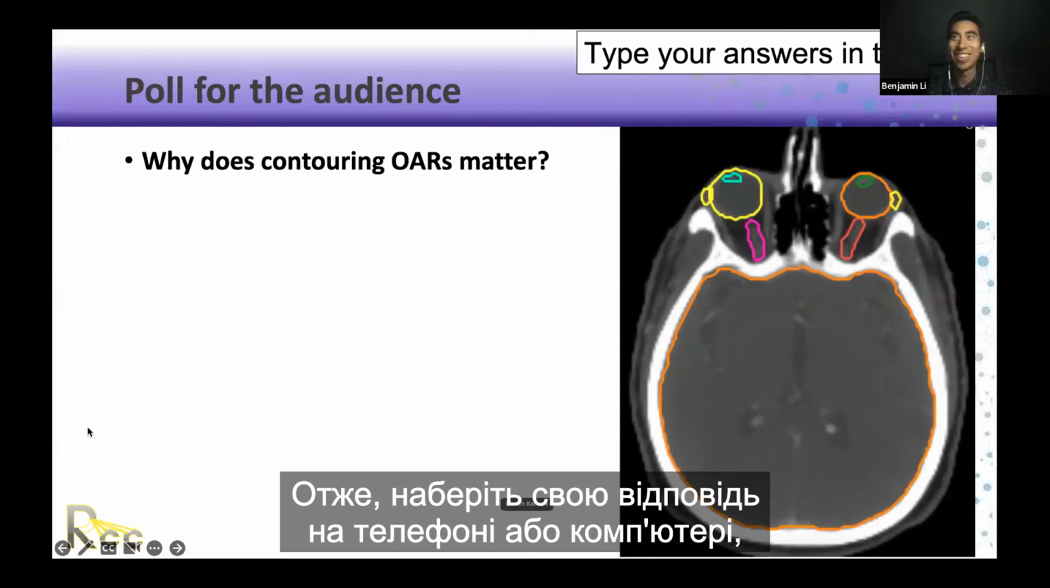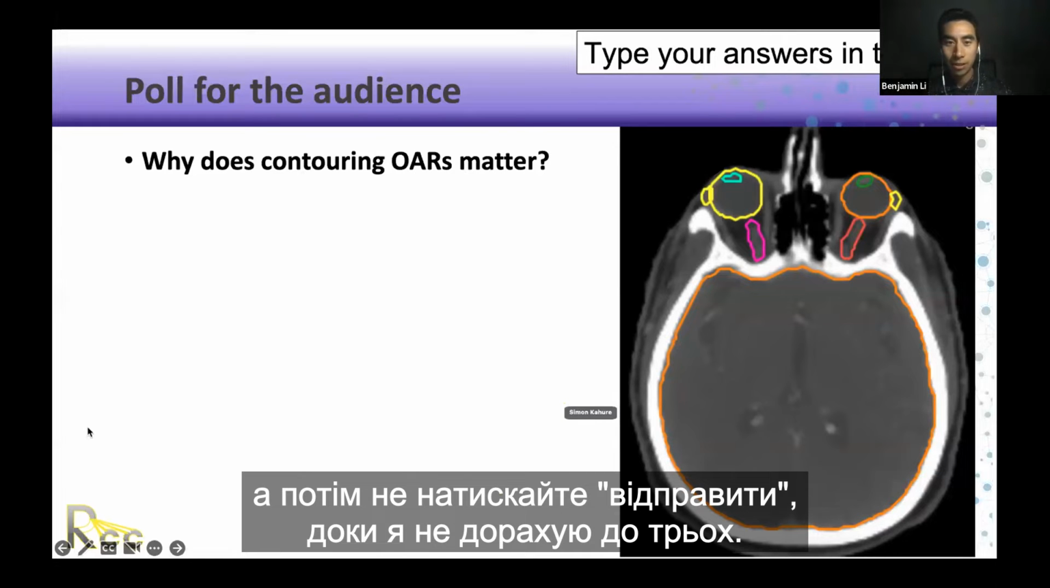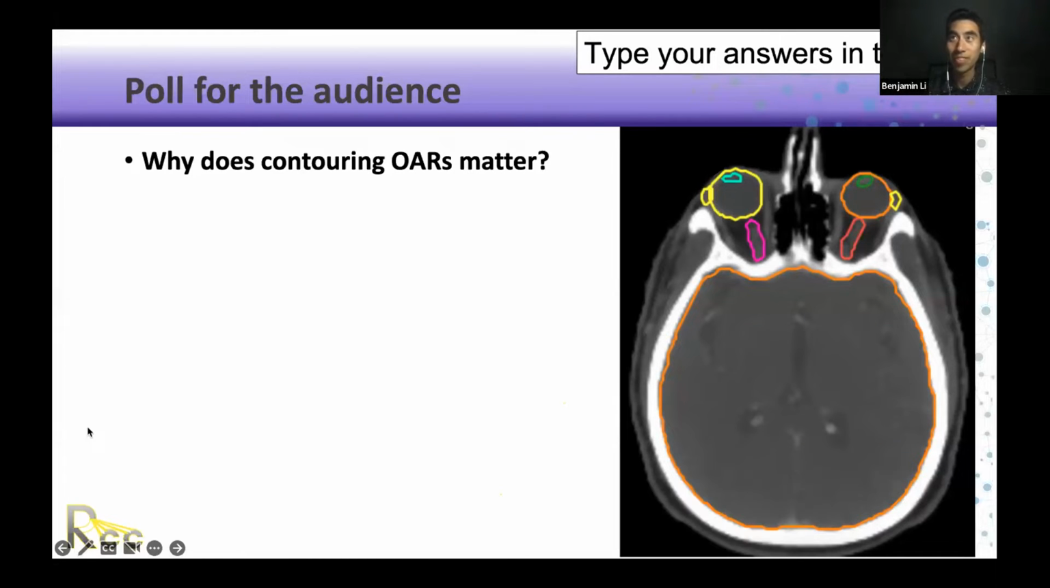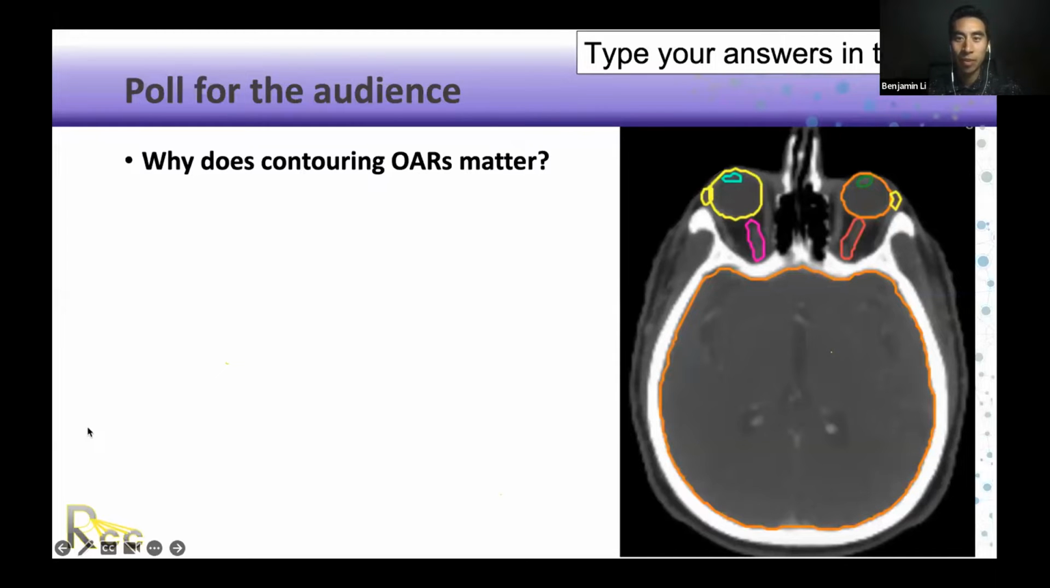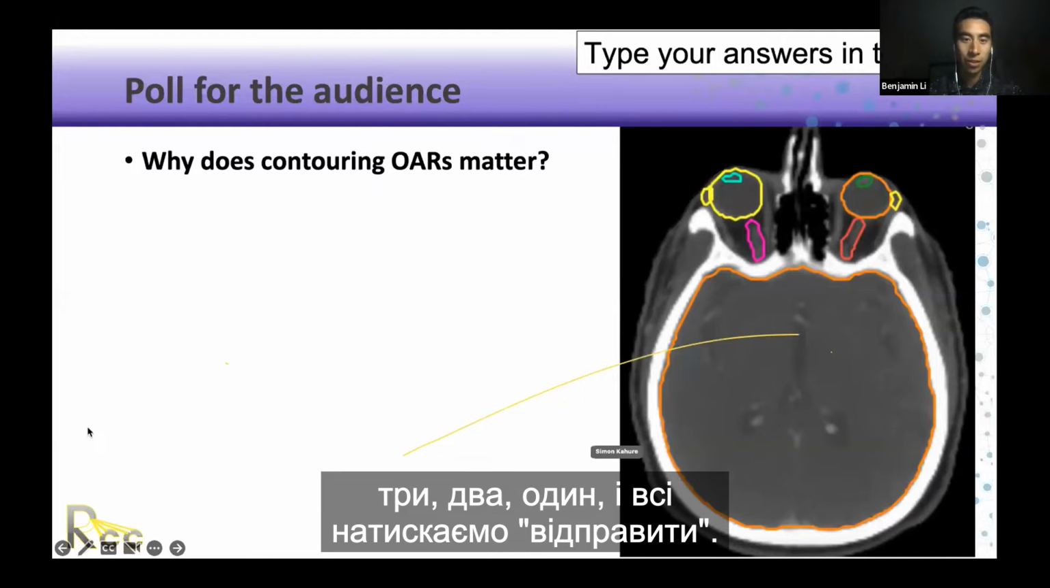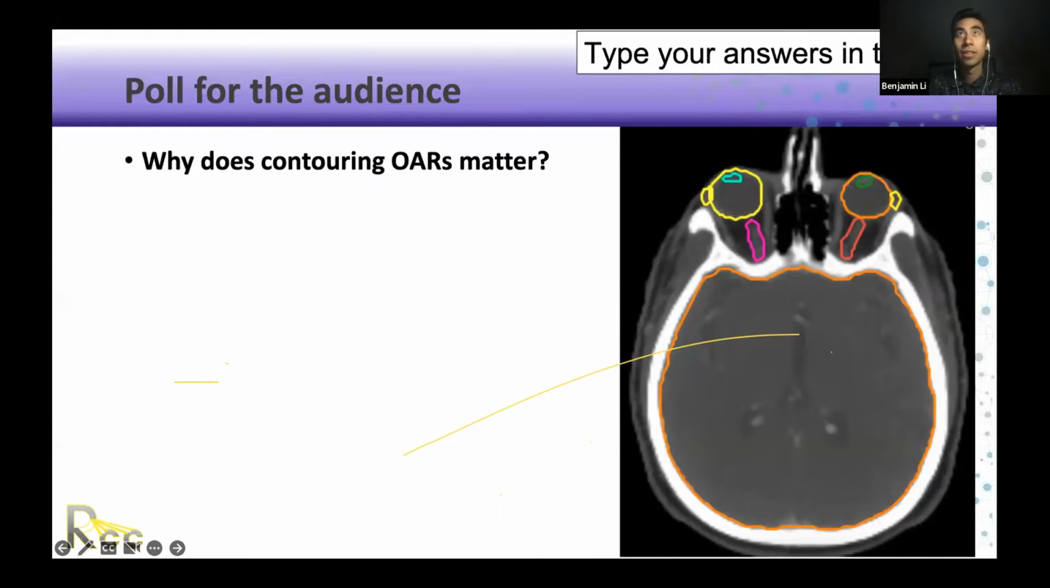So on your phones or on your computer, type your answer, and then don't click send until I count down to 3. Okay? So hopefully you have an answer in, and I'm going to count down now. 3, 2, 1, and everyone push send. Okay.